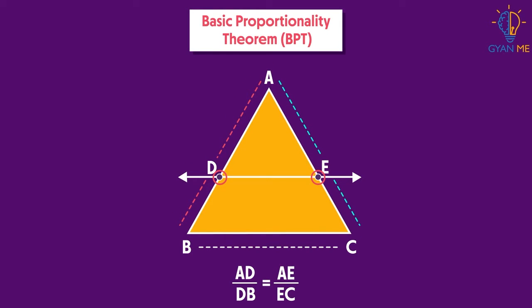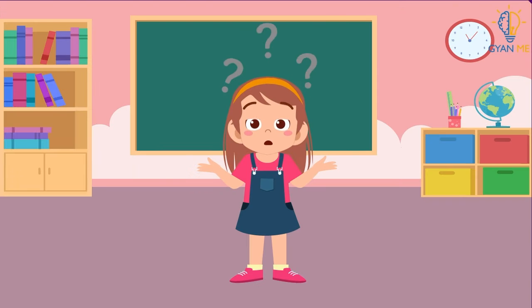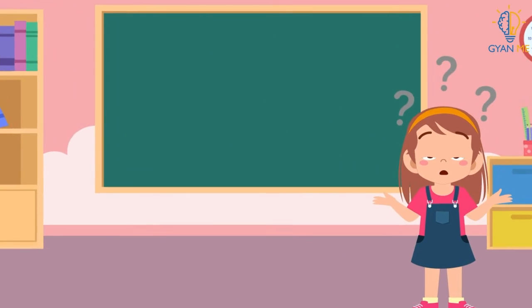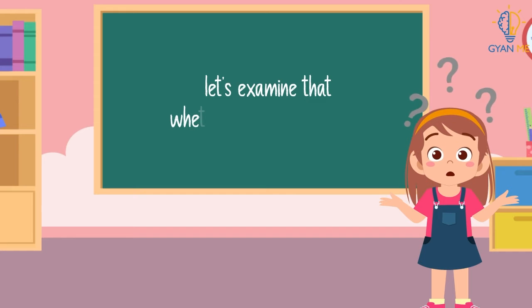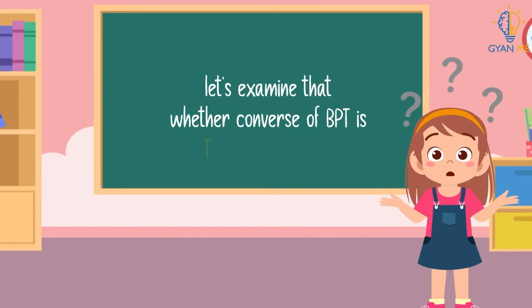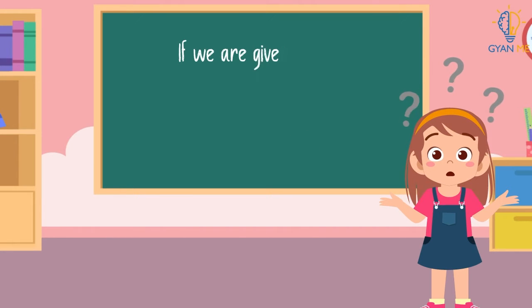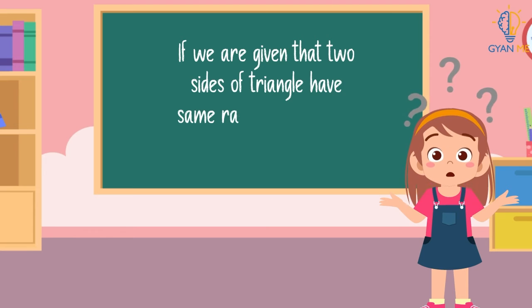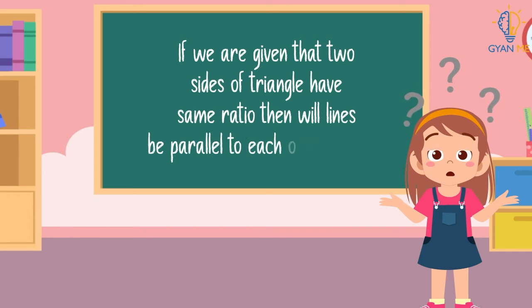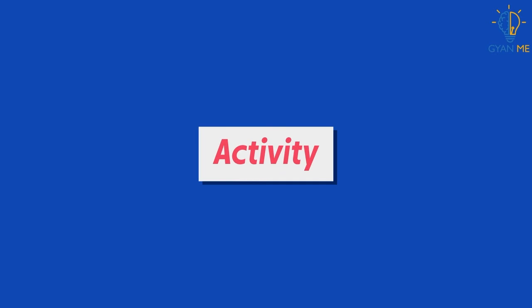Now students, in today's video, let us examine whether the converse of BPT, that is the reverse of the Basic Proportionality Theorem, is true or not. That is, if we are given that two sides of a triangle have the same ratio, then will the lines be parallel to each other or not? But before proving it, let us perform an activity to understand this.